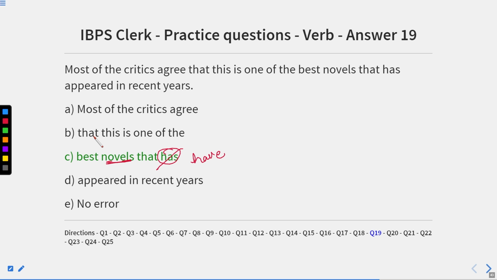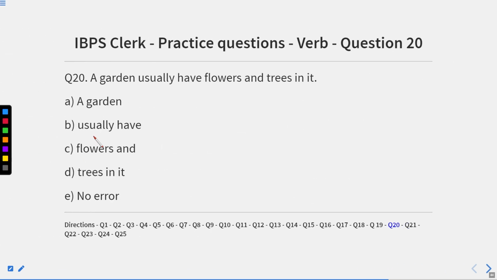Now let us move to the next one. That is question number 20. A garden usually have flowers and trees in it. Now, "usually" is just a frequency adverb, and we write the frequency adverb before the main verb. But whenever we have a frequency adverb, it does not affect the subject. Garden is a singular subject.